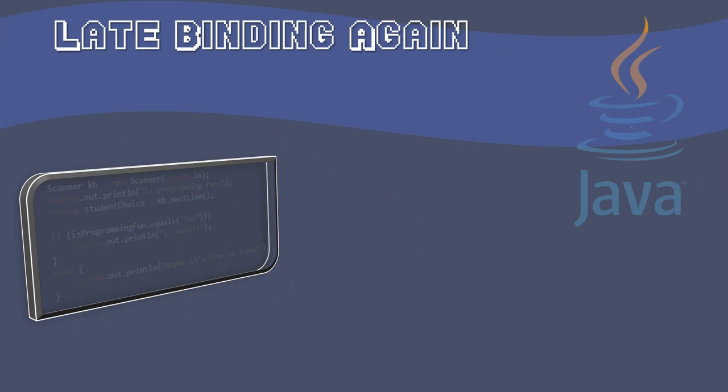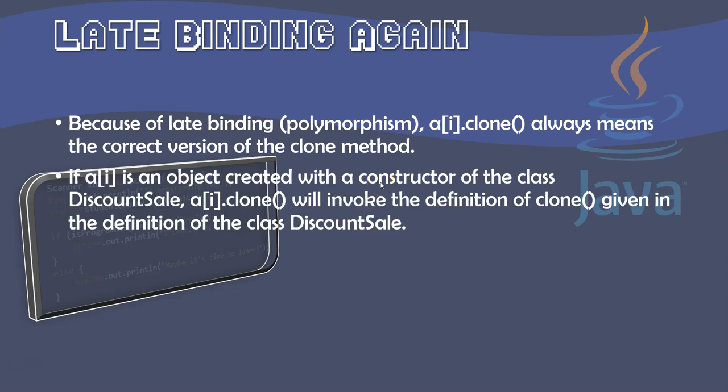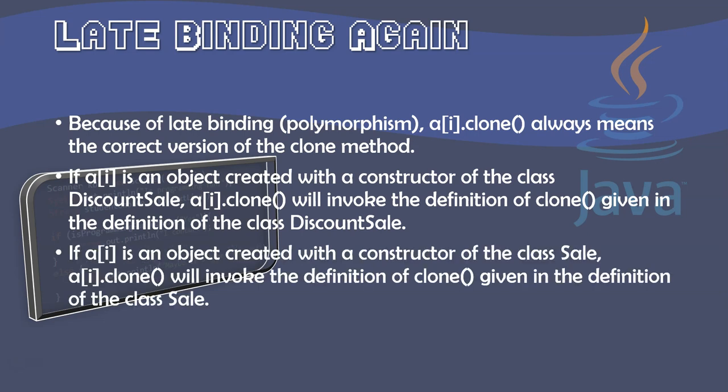When we look at late binding, because it just keeps coming back to us, late binding or polymorphism is what allows us to do this. So A of I dot clone always means to return the correct version of the clone method. If A of I is an object created with a constructor of the class discount sale, A of I dot clone would invoke the definition of clone given in the definition of discount sale. If A of I is an object created with a constructor of the class sale, A of I.clone will invoke the definition of clone given in the definition of the class sale.